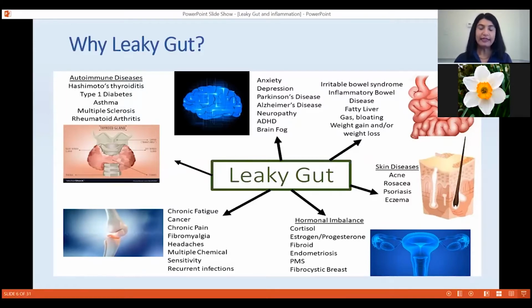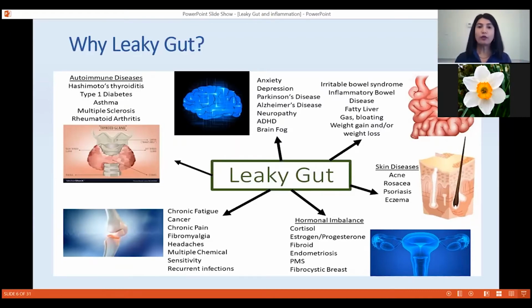Similarly, we also find that leaky gut is one of the key factors underlying autoimmune diseases, whether it be thyroid disease, type 1 diabetes, asthma, multiple sclerosis, or rheumatoid arthritis. Leaky gut also underlies diseases such as chronic fatigue, chronic pain, fibromyalgia, cancer, and multiple chemical sensitivity. A lot of times when somebody has skin conditions like acne, rosacea, psoriasis, or eczema, we think the problem is with the skin, but that's not true. It's something which is going on in the gut which manifests itself as a skin condition.